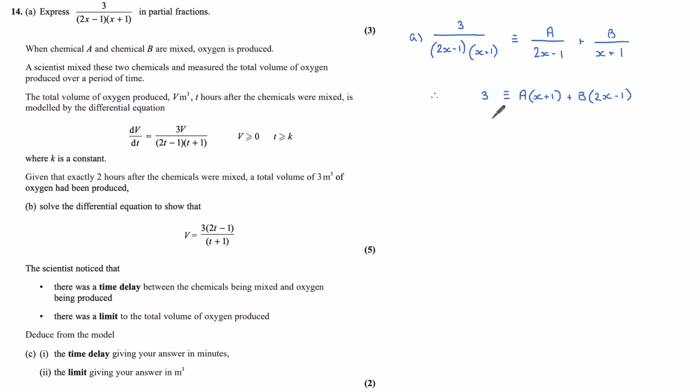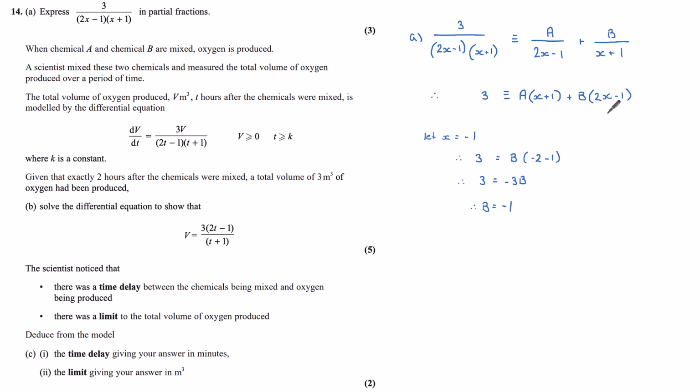Now we can use substitutions to find the values of A and B, and if we substitute values which will eliminate A or B, this makes it simpler to solve. So let's let x equal negative 1 first of all to cancel the A value. Therefore 3 on the left hand side is equal to, the A term disappears, and I'm left with B lots of minus 2 minus 1, which is minus 3B is equal to 3. Therefore B must equal minus 1.